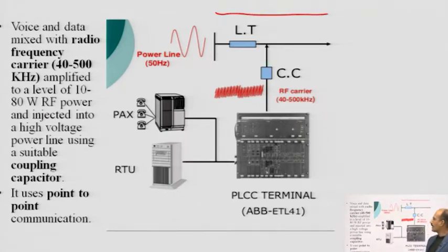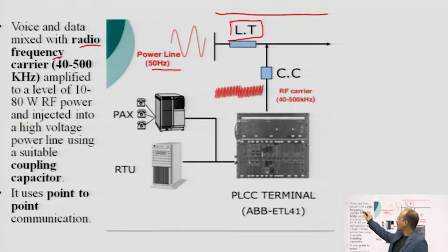Here is the LT part, called the line trap, which is directly connected on the high tension line. On this high tension line, a 50 hertz signal is going on as the electricity signal. As you all know, in India the frequency used for electricity transmission is 50 hertz. The voice and data mixed signals have a radio frequency carrier of 40 to 500 kilohertz with an amplified level of 10 to 80 watt of radio frequency power, RF power.